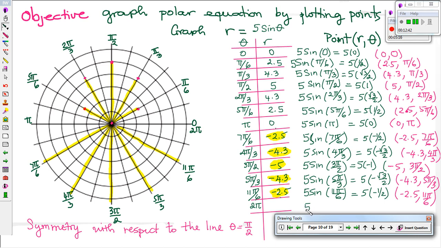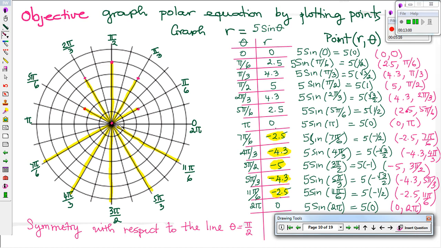So now the last point, which is 2 pi, so we do 5 times sine of 2 pi, which is 5 times 0. We have a 0. So now we plot the point 0, comma 2 pi. So you're going to look at 2 pi, and 0 will be at the origin. So now we have all the points. You can see that some of the points just repeat themselves because there are multiple representations for the same points.